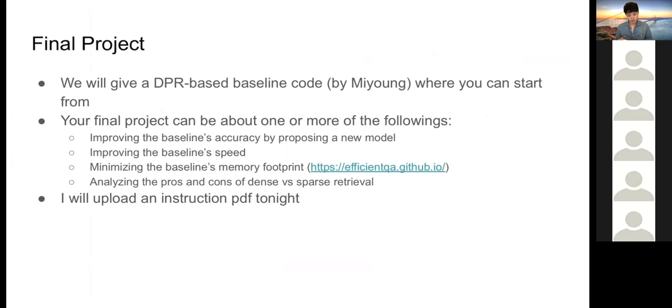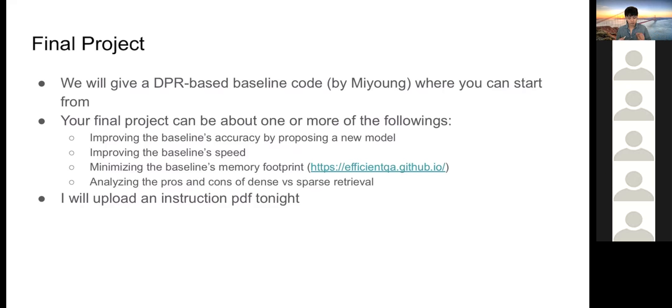outlined. So we just saw this dense passage retrieval model, called DPR, and we're going to give you DPR-based baseline code for open-domain question answering. This was prepared by our TA Myung, thank you. And you're going to start from here, and there are several directions you can think about. One of them is that you can try to improve the baseline's accuracy by proposing a new model, or maybe trying a new optimization approach, et cetera.